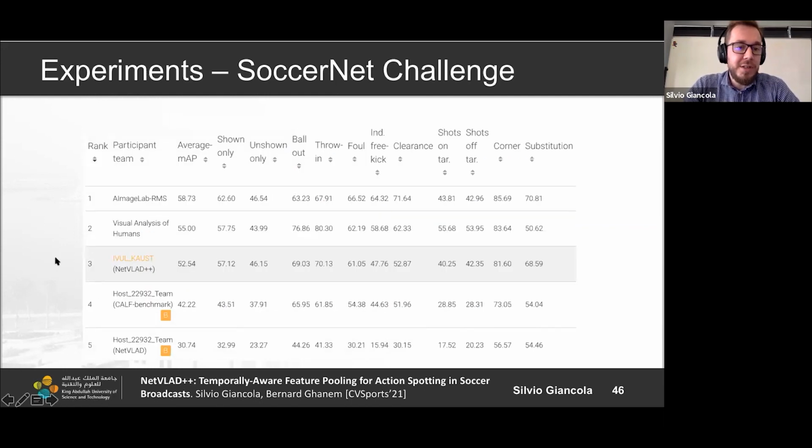Of course, those performances are now outdated. There is the Visual Analysis of Human entry that got 55.0, and AI Image Lab RMS that got 58.73. And as we said last week, some methods actually went over 60.